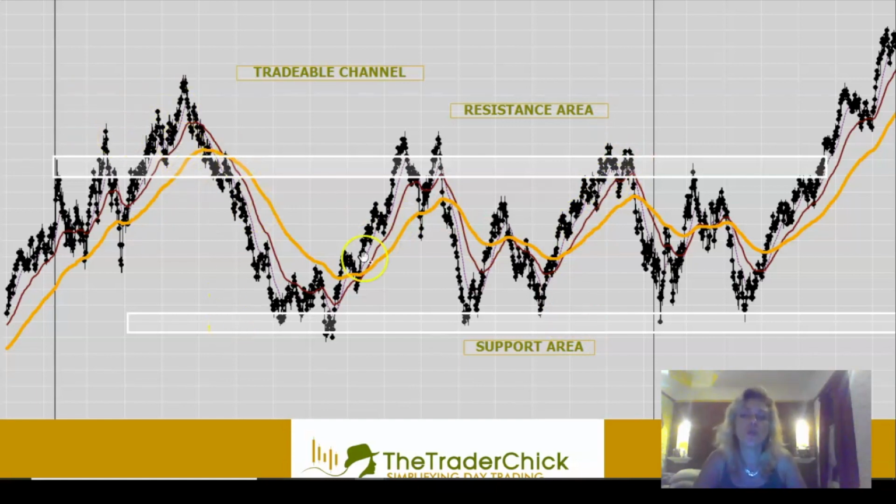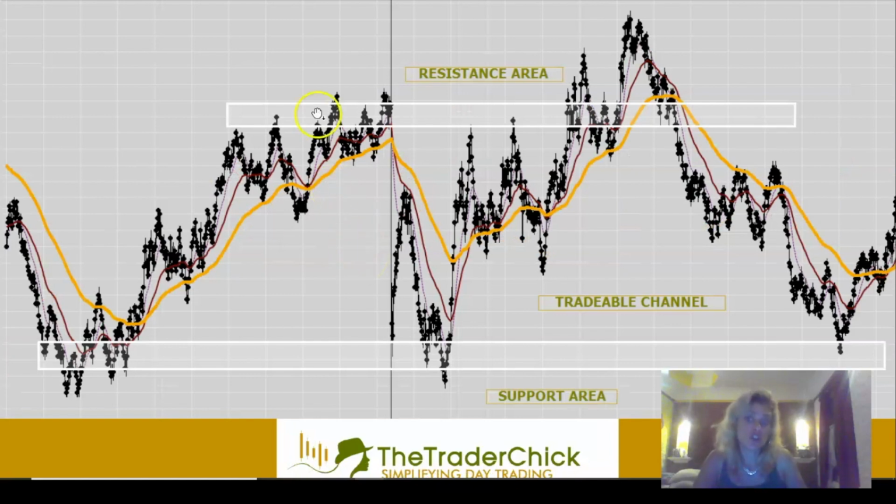So it has to be pretty wide. However, this is another tradable channel. Do you see it's pretty wide? But the market respects areas. It revisits and revisits and revisits, and we need to be prepared.